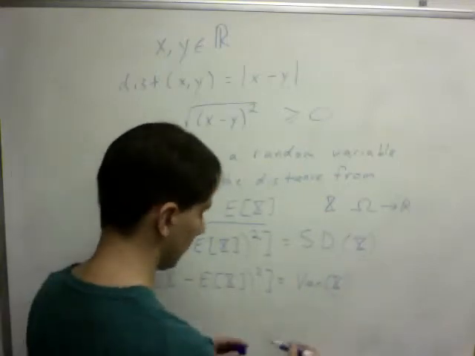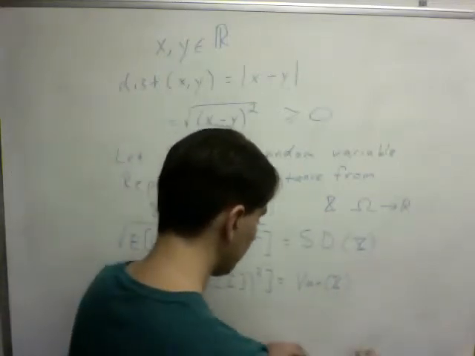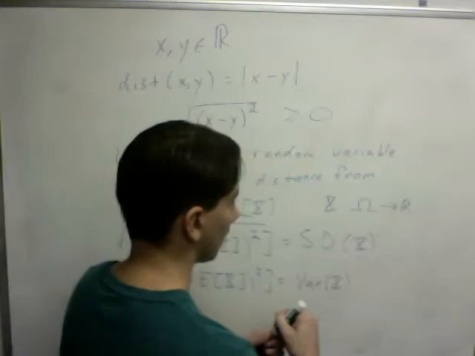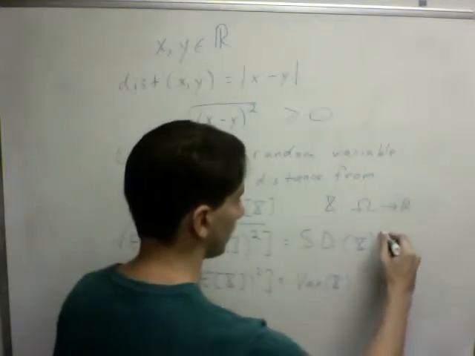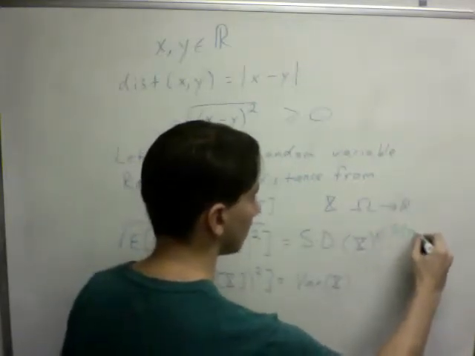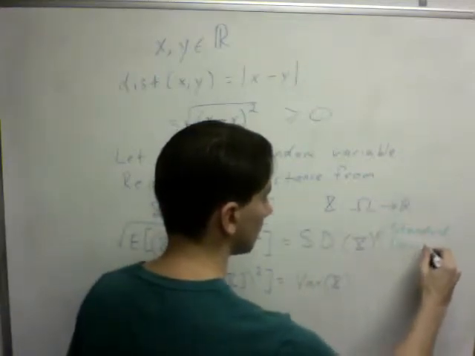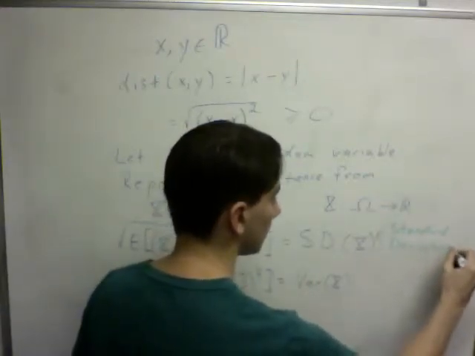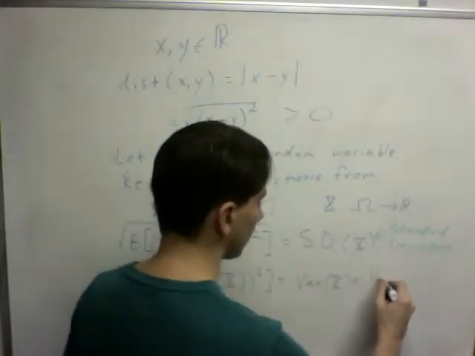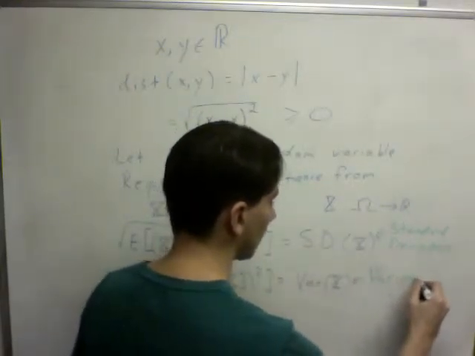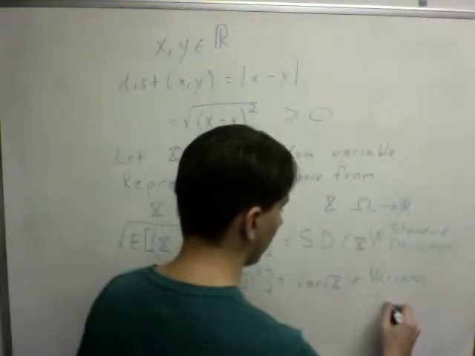So this, let me use a different color. This is standard deviation. And this one is variance. And this was section 4.5, which we skipped over.